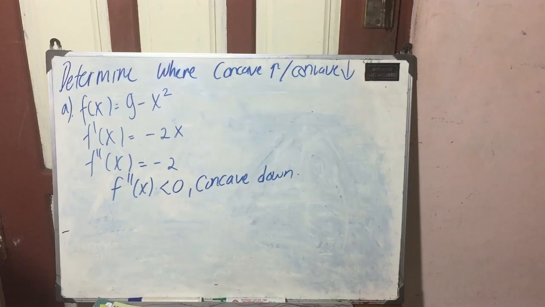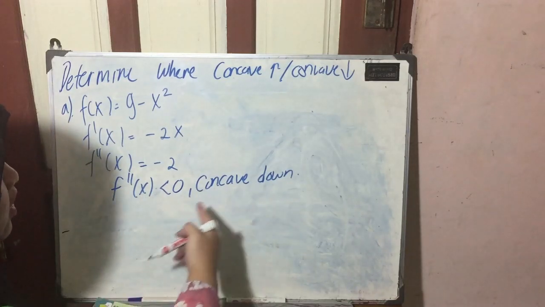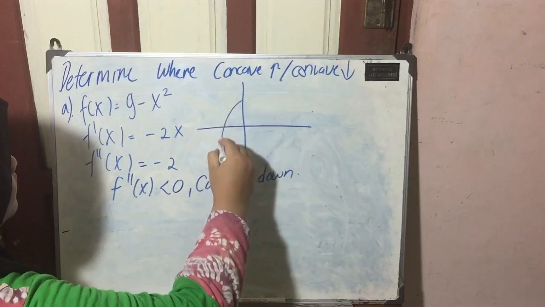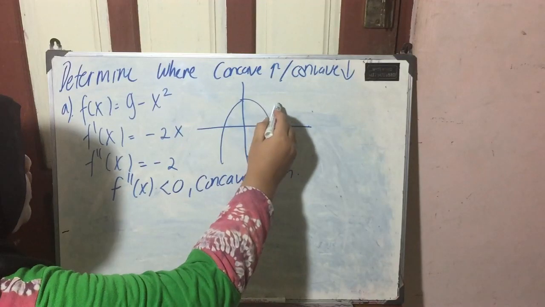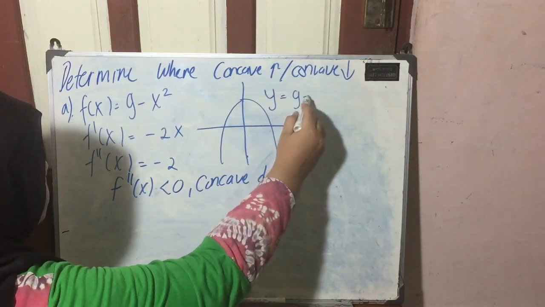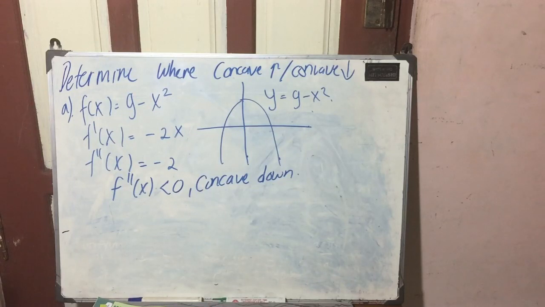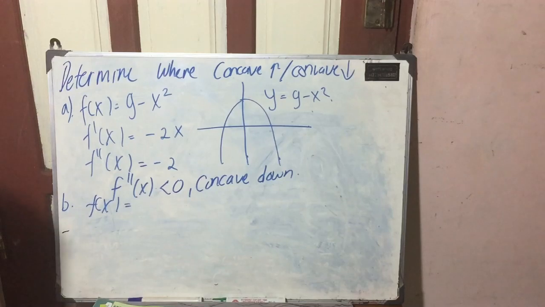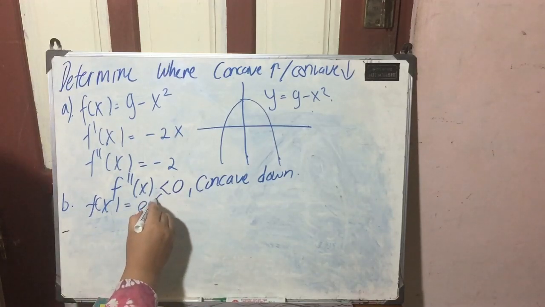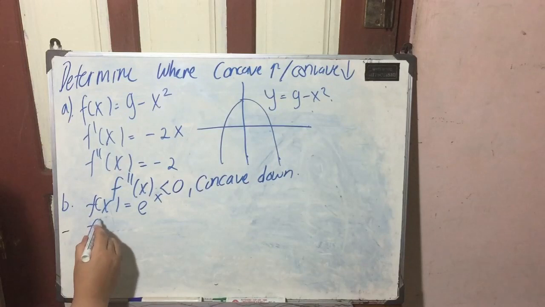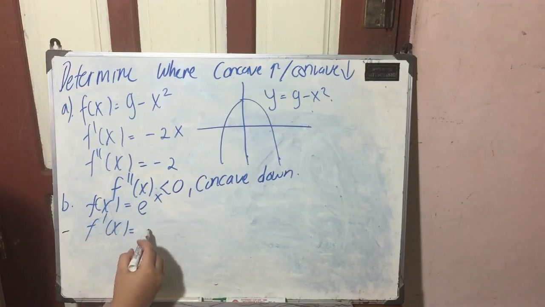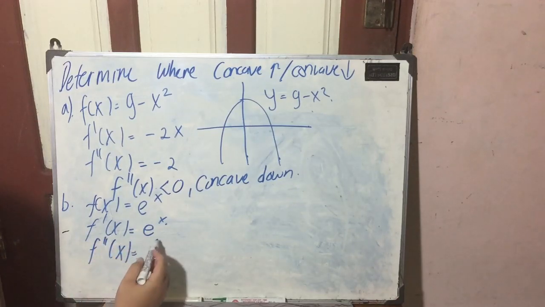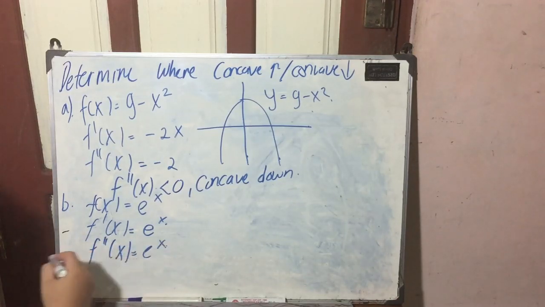Because this one is concave down, the picture will be like this one. So this one is y equals 9 minus x squared. Okay, and then the second is f(x) equals e to the power x. So we already know the first derivative of e to the power x is itself. And then the second derivative of it is itself.